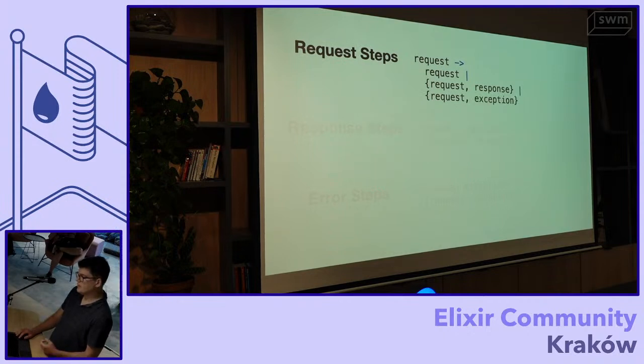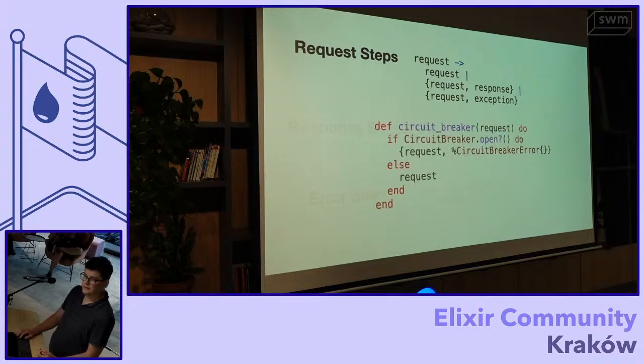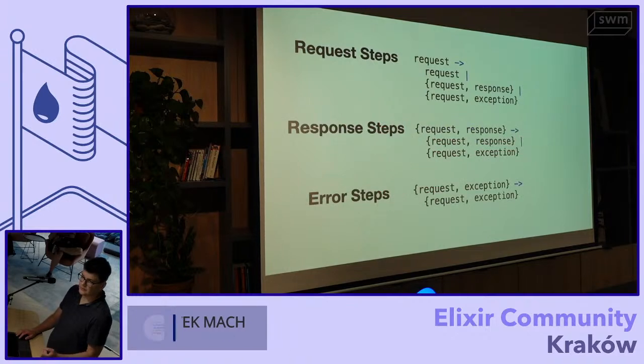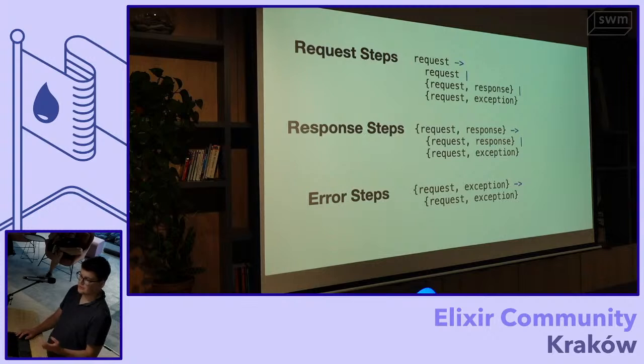Similarly, a request step can return the request exception tuple. Here's an example. Maybe we have a circuit breaker step. If the breaker is open, we don't want to make the request. We can just return the tuple with the exception, and we are not going to call any other request steps. We are going to call error steps. And similarly, a response can go into the error steps, and an error can go into response steps, so we can have these flows.